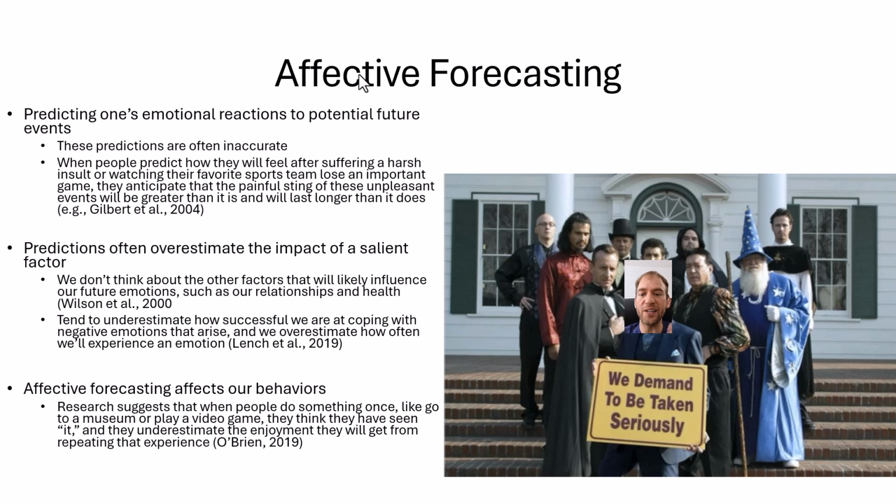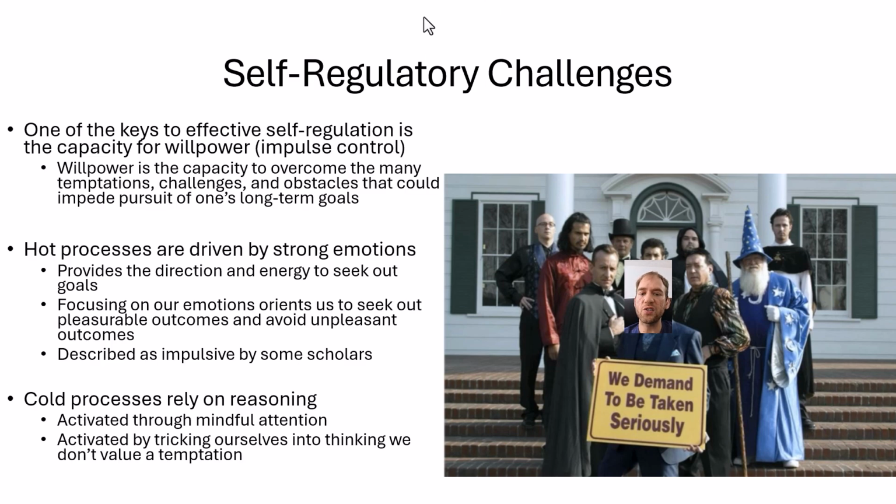And thus forecast repeating the same behavior, playing the same video game, going to the same museum, the same park. We underestimate the joy of doing it again, thus inaccurately forecasting how we will feel in the future during a particular event. What are some challenges to self-regulation?